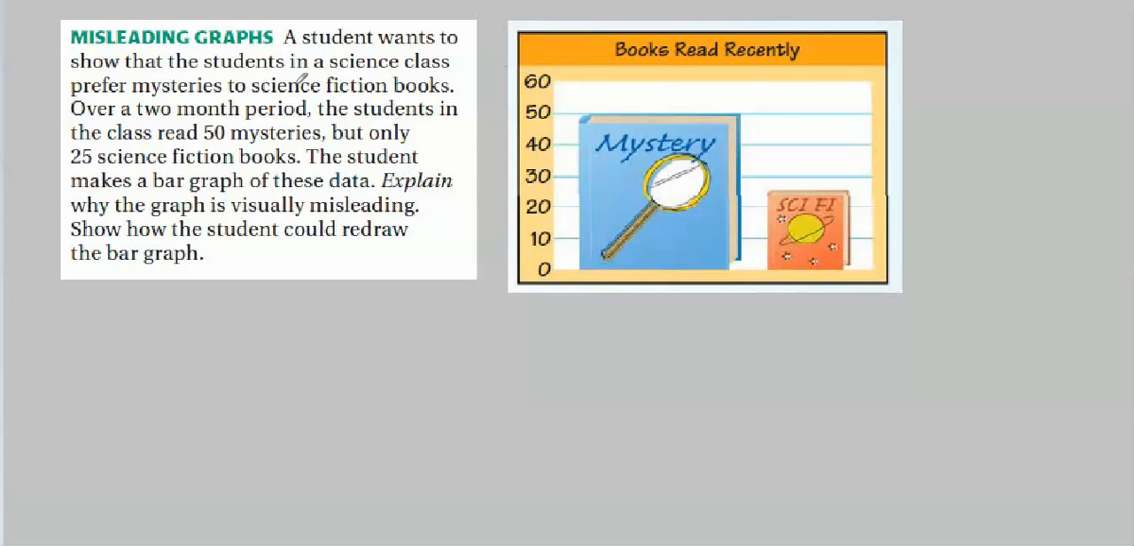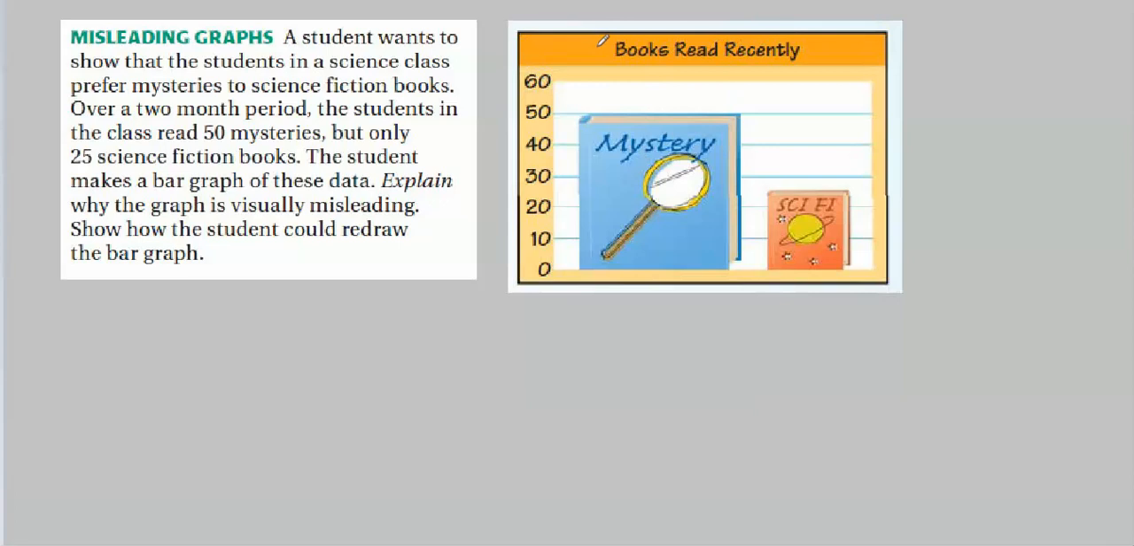For instance, in this case, the students read 50 mysteries, but only 25 science fiction books. And I guess this student would like everyone to believe that the students in this study don't like science fiction much at all, and they definitely love mysteries. So he made what could be called a bar graph. But it's a very misleading, inappropriate, and just plain bad bar graph.